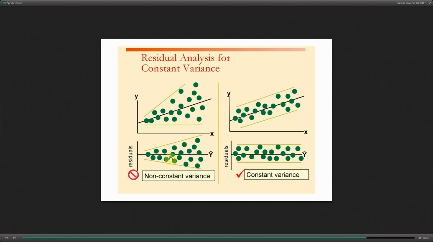Another way to look at that is you kind of think of this as a control chart. If you think of this as a control chart here, you can see that this seems to be out of control because the ranges are getting larger and larger and larger, whereas here this is in control.